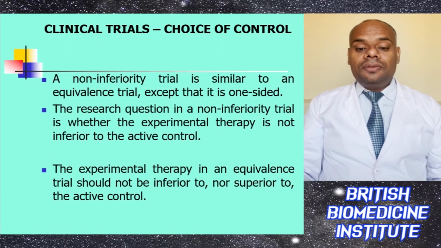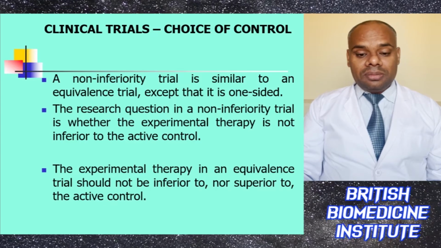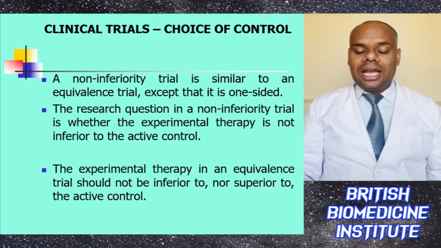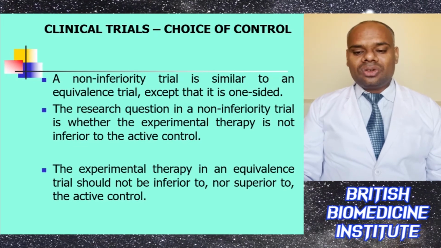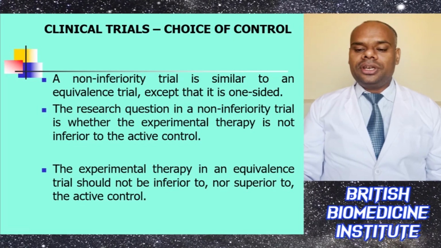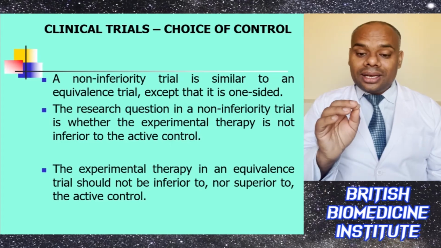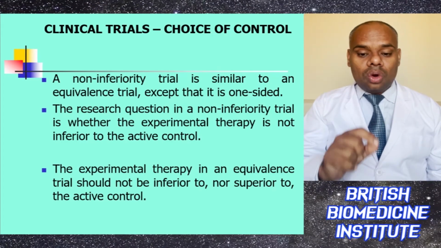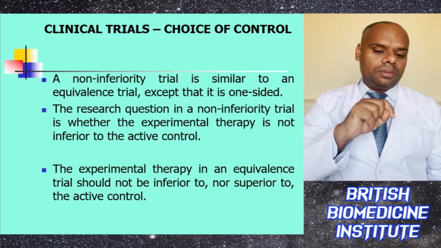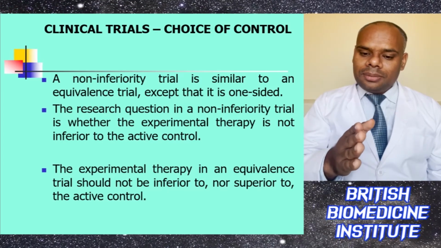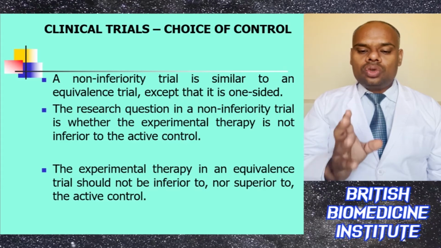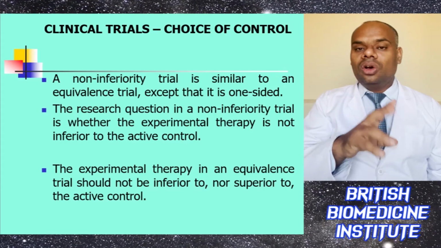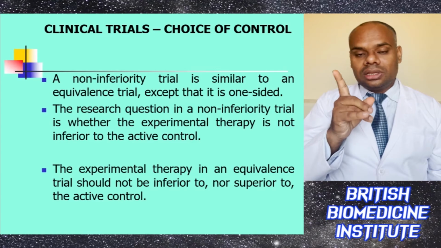Non-inferiority trials are basically similar to equivalence trials except that they are one-sided. The researcher's question in a non-inferiority trial is whether the experimental therapy is not inferior to the active control. The experimental therapy in an equivalence trial should be neither inferior nor superior to the active control.